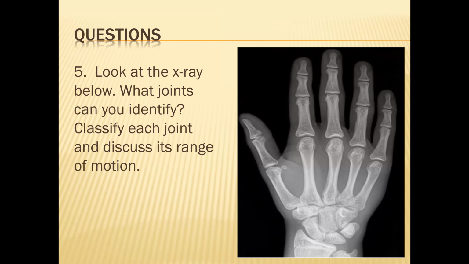Question 5 says, look at the x-ray below. What joints can you identify? Classify each joint and discuss its range of motion. So believe it or not, there are 7 different types of joints in this picture. There's more than 7 joints. So everywhere you see a bone connect another bone is a joint. But there are actually 7 different types of joints in this picture. So let's identify all of them.